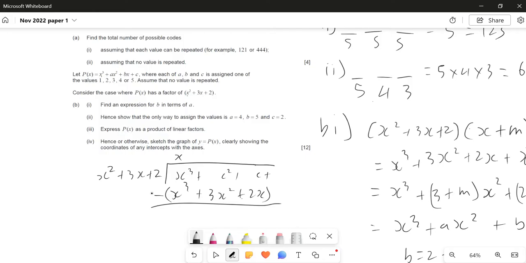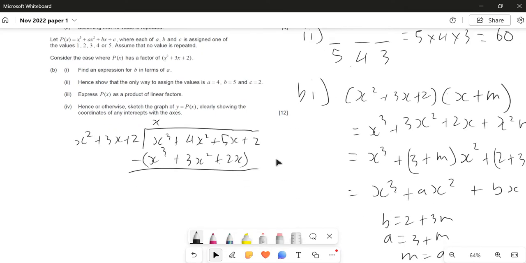So a is 4, so 4x squared. B equals 5, so 5x. And then our c is 2, so plus 2. So then this becomes x squared, and then 5 minus 2 plus 3x plus 2. So then, yeah, just 1. So P of x equals x plus 1 times the quadratic.